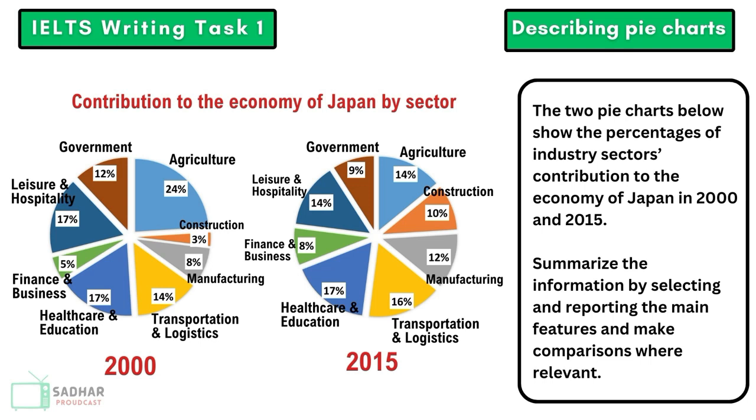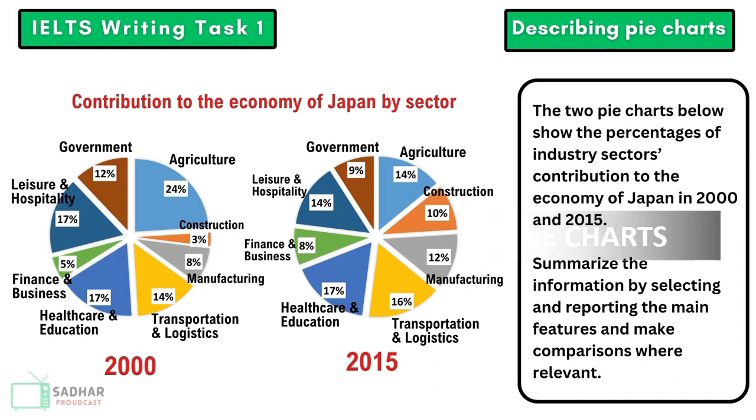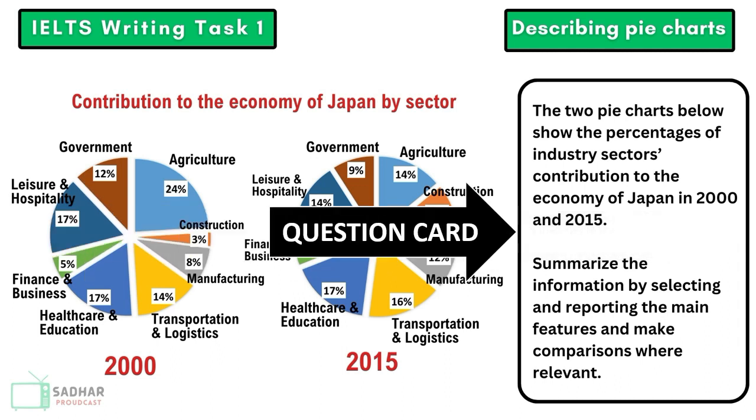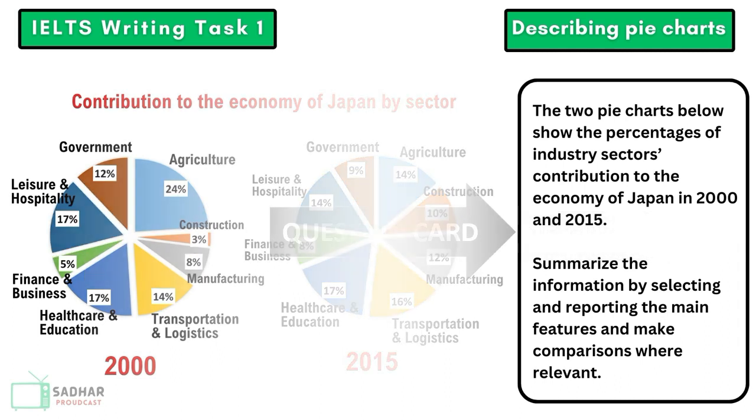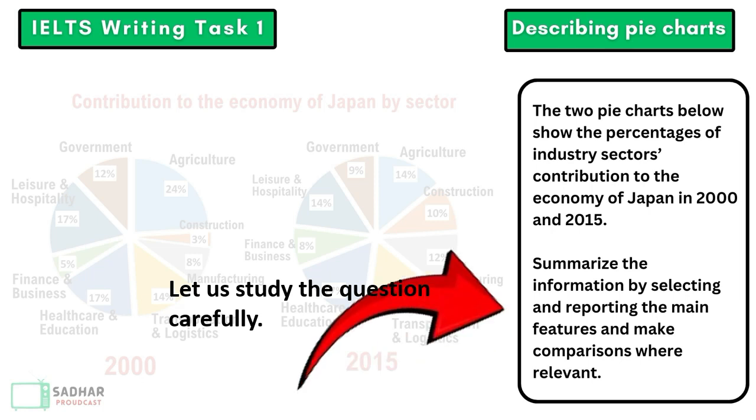This question, writing task 1, describing pie charts, might look like, as you can see here on the left, it's the pie charts, and then you can see on the right, this is the question card. Okay, let us study the question first carefully.